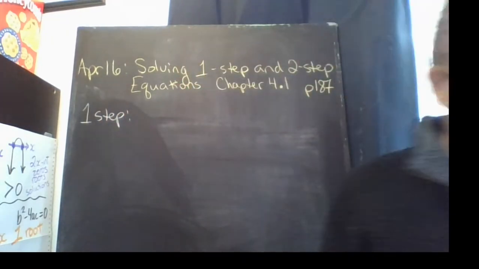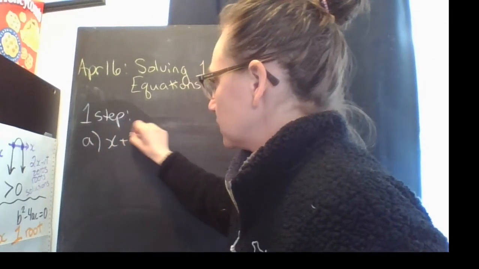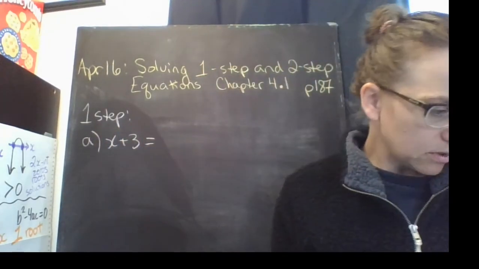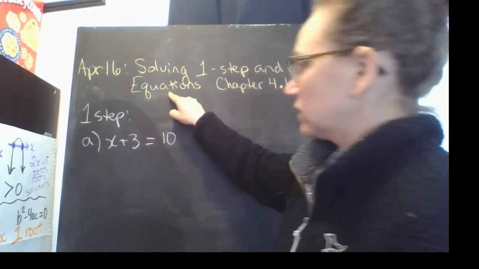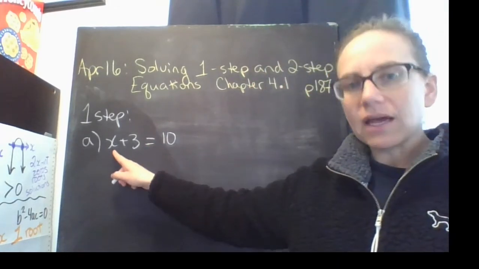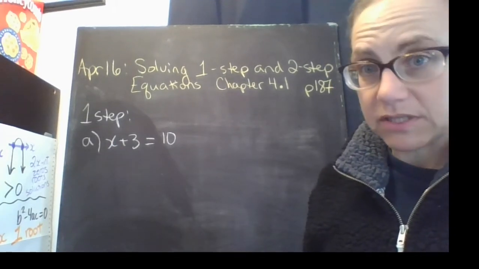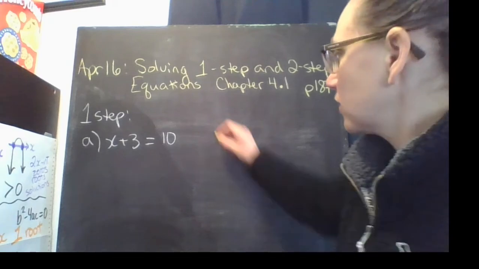So a one-step equation looks a lot like this. It might be x plus 3 equals 10. So it's an equation because of my equal sign. And the whole mission of these is I need to figure out what x equals. And to do that today, we're going to do the opposite to get x all by himself.